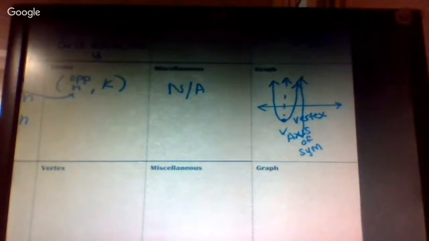We have one more form. It's called intercept form. What do you think that's going to give us? Your x-intercepts.